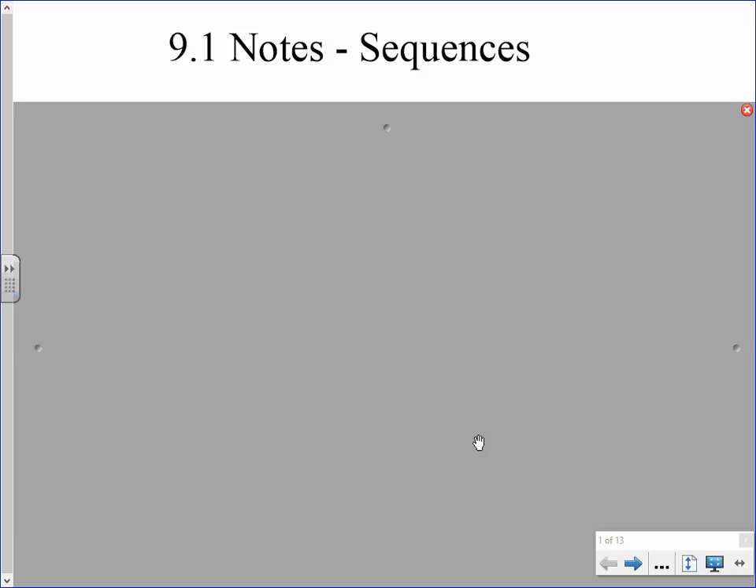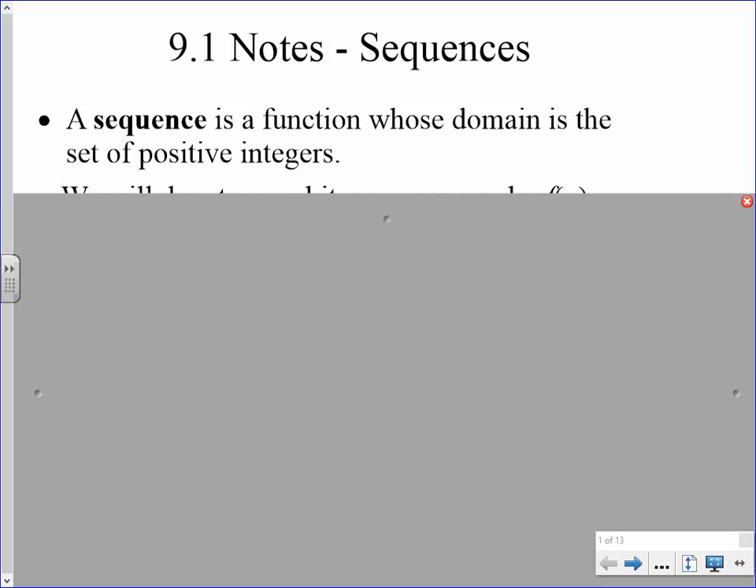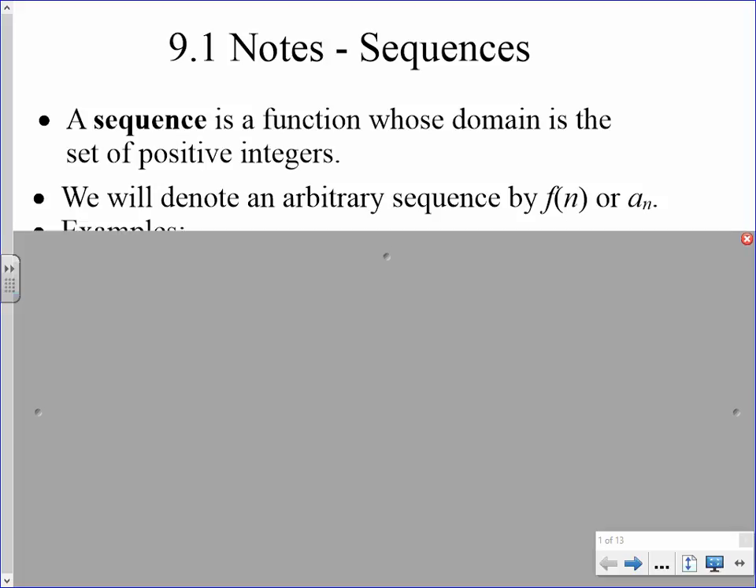Okay. Sequence. What's a sequence? Pattern of numbers. What he said. Okay. A pattern of numbers, okay, whose domain is the positive integers. That's important. Okay. We're going to denote sequences two different ways, either f of n or a sub n.